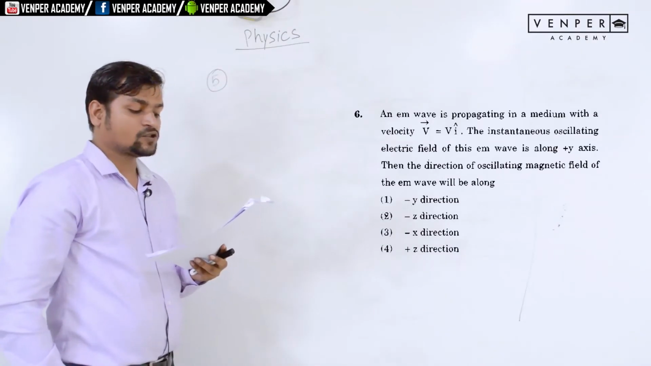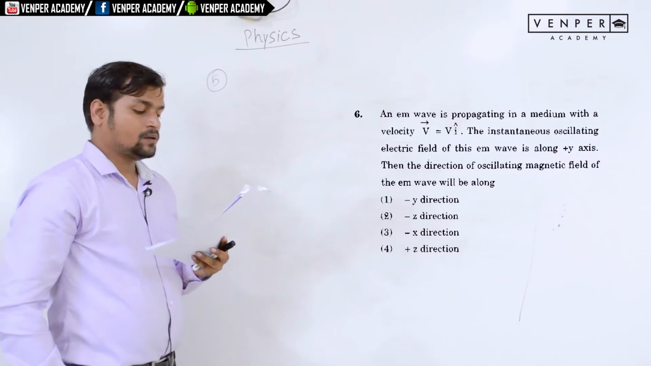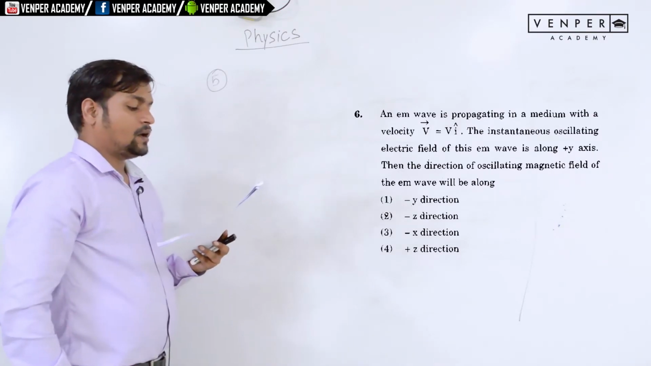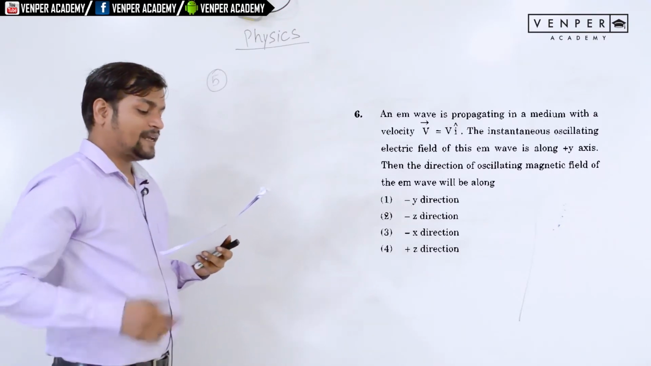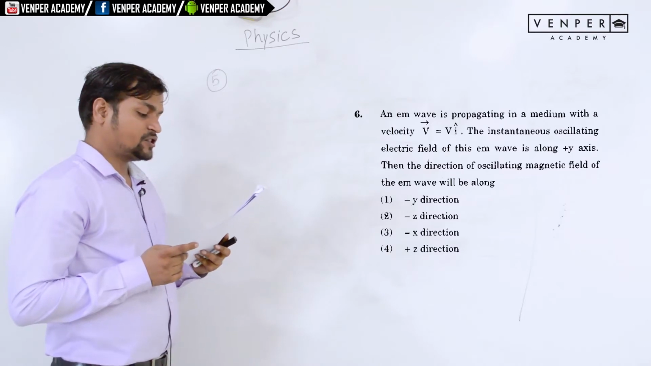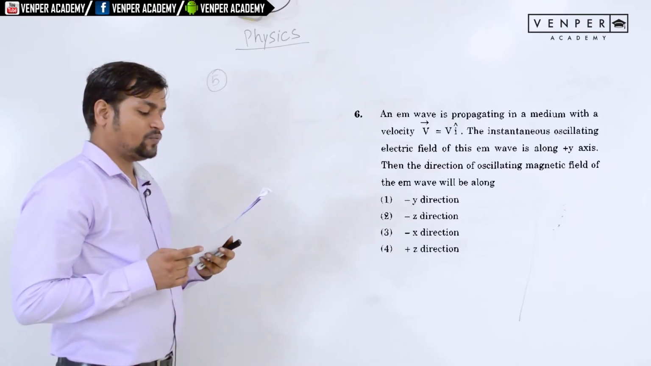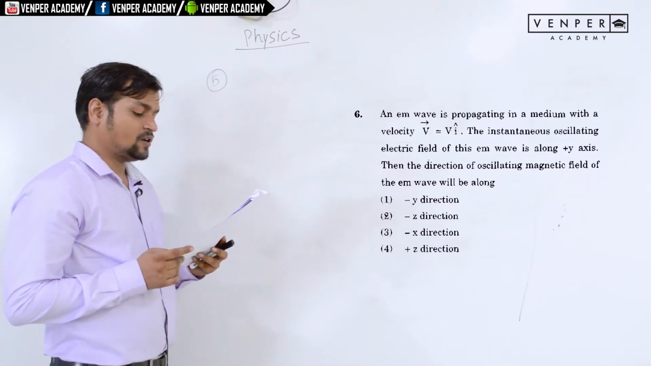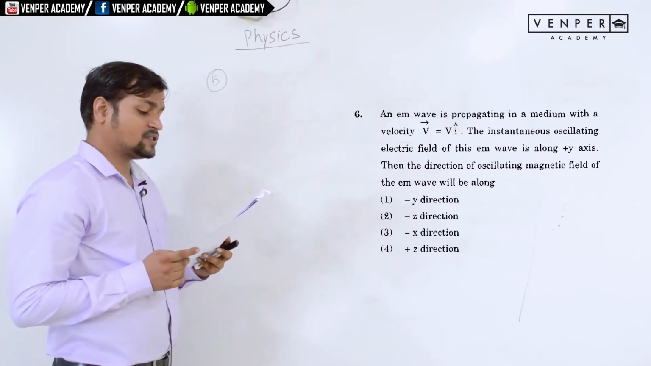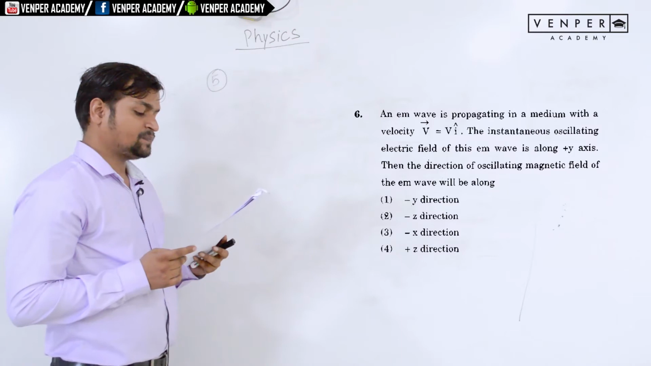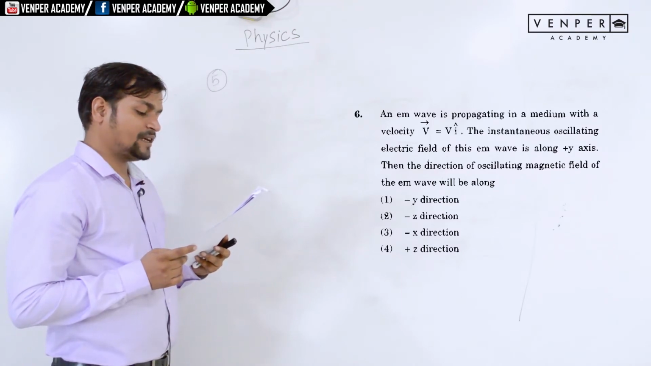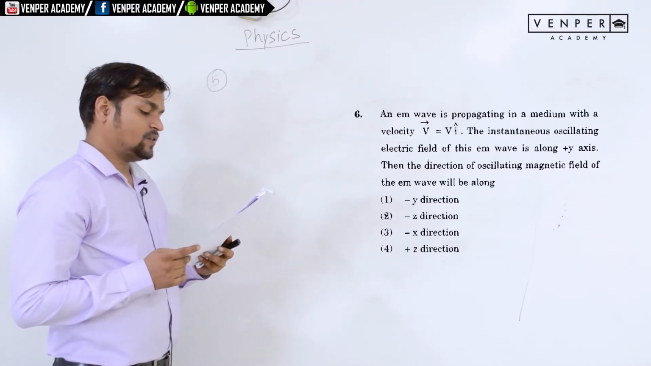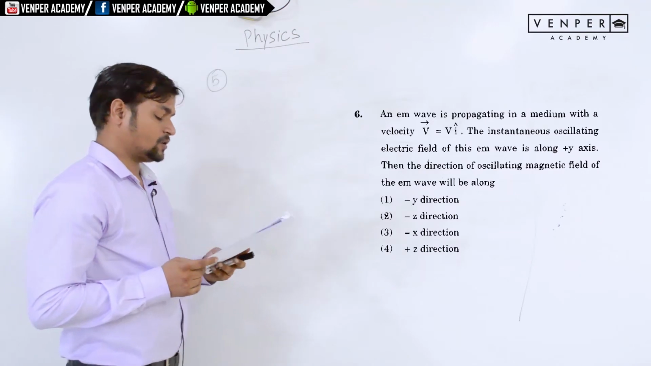Now the next question, sixth. An EM wave is propagating in a medium with a velocity v equal to v i cap. The instantaneous oscillating electric field of this EM wave is along the y-axis. The direction of the oscillating magnetic field of the EM wave will be along.